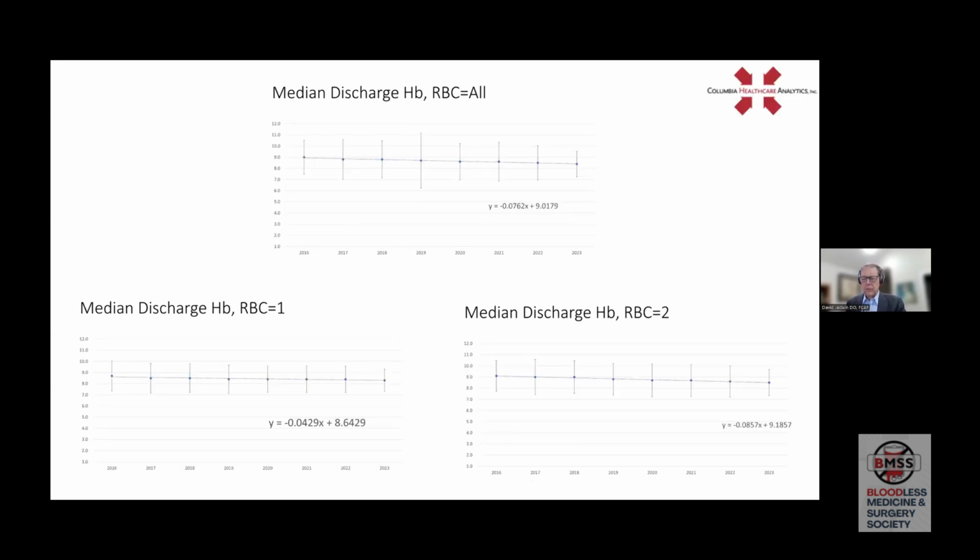So that was a monthly run chart. This is the annual chart, so you can see the annual variations here, and you can see that the slope is very slight. I think it's improving like 0.1 gram per year as far as reduction. A lot of this has actually been more since COVID. So that's the median discharge hemoglobin.